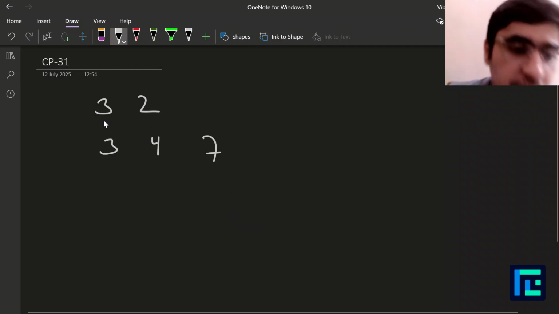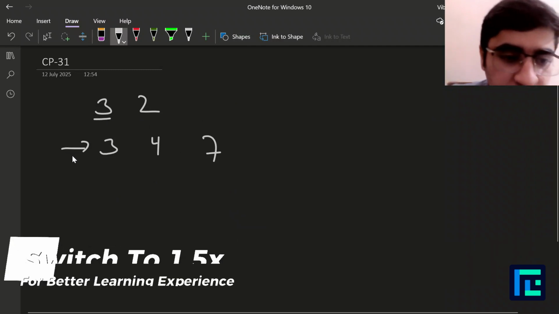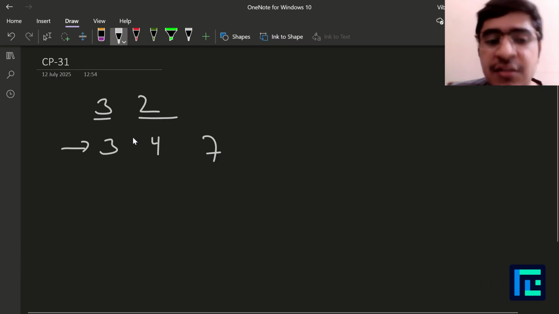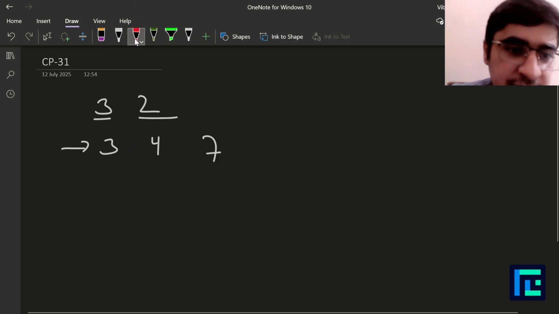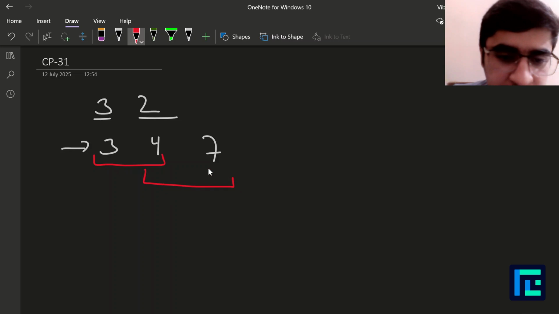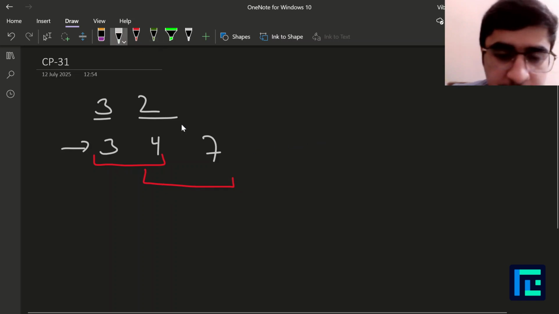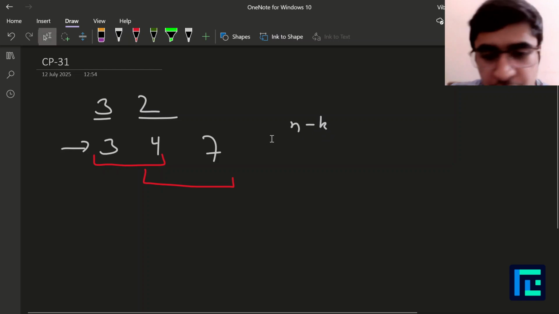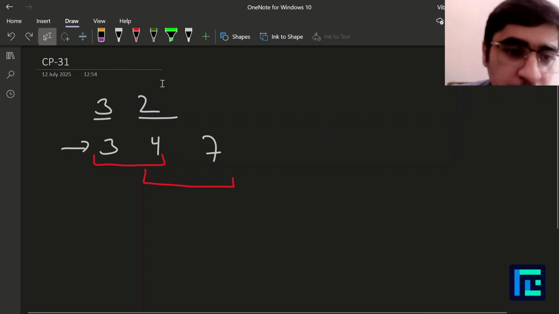Now 3 represents n, that is the number of days for which we have the sleep time, and 2 is the number of days in 1 week. So basically, these two together are 1 week, the first 2 days, and then this is another week. So there are 2 weeks, that is n minus k plus 1 weeks, right? So 3 minus 2 plus 1, that is 2 weeks. So we have data for 2 weeks.